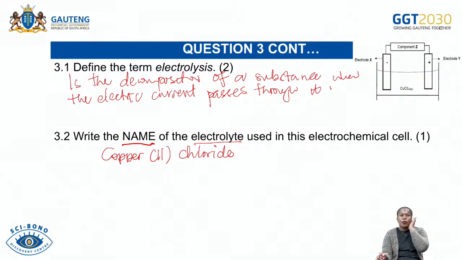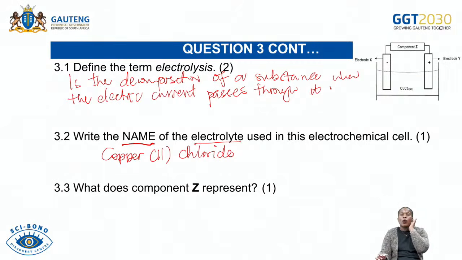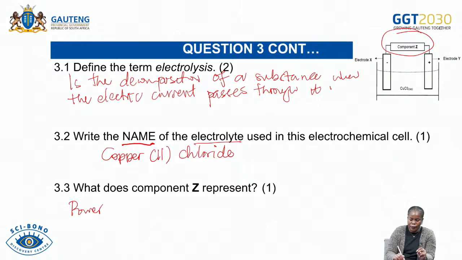And then we are moving right along. What does the component Z, here's our component Z right there, represent? It represents the power supply. And another person could say it represents the battery.